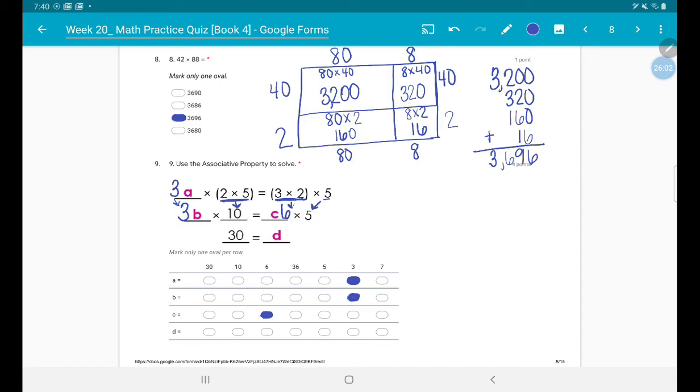I'm ready to solve my next step now. On the left side, I'm doing 3 times 10. 3 times 10 is 30. On the right side, I'm doing 6 times 5. And 6 times 5 is 30 as well. So D equals 30. And that proves that it did not matter which numbers I grouped together to multiply first, that I still get the same product.